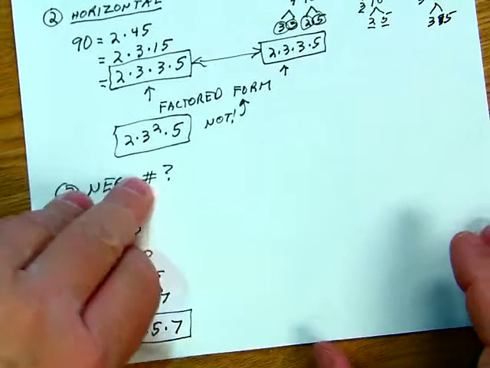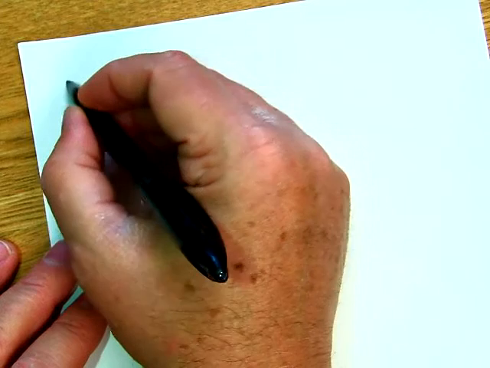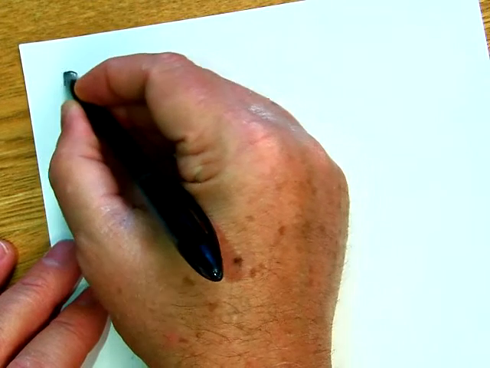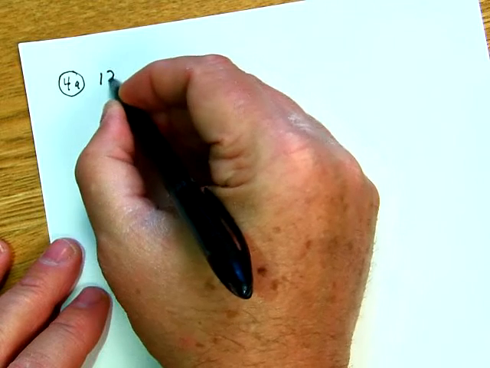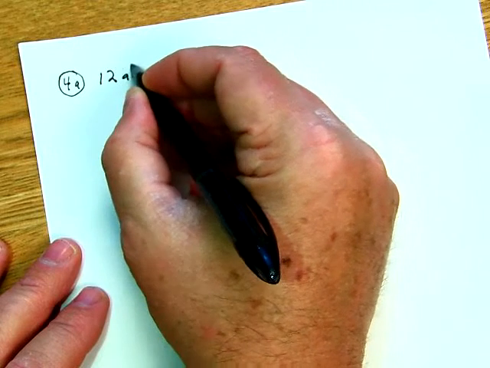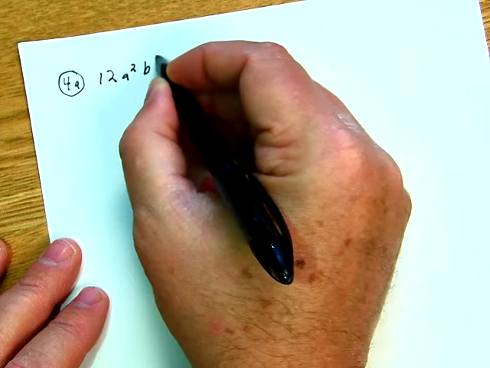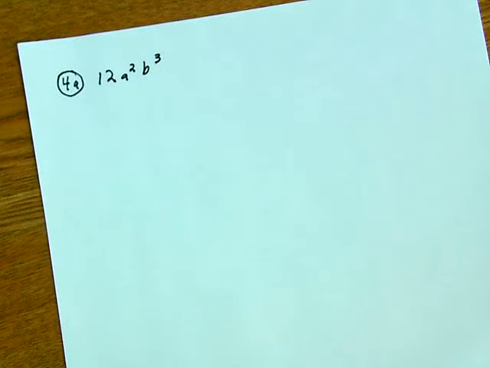All right, let's take a look at example number 4. In example number 4, we're starting to talk about monomials, okay? So let's look at 4a. How do I factor out a monomial? Let's say I'm given 12a squared b cubed, okay?